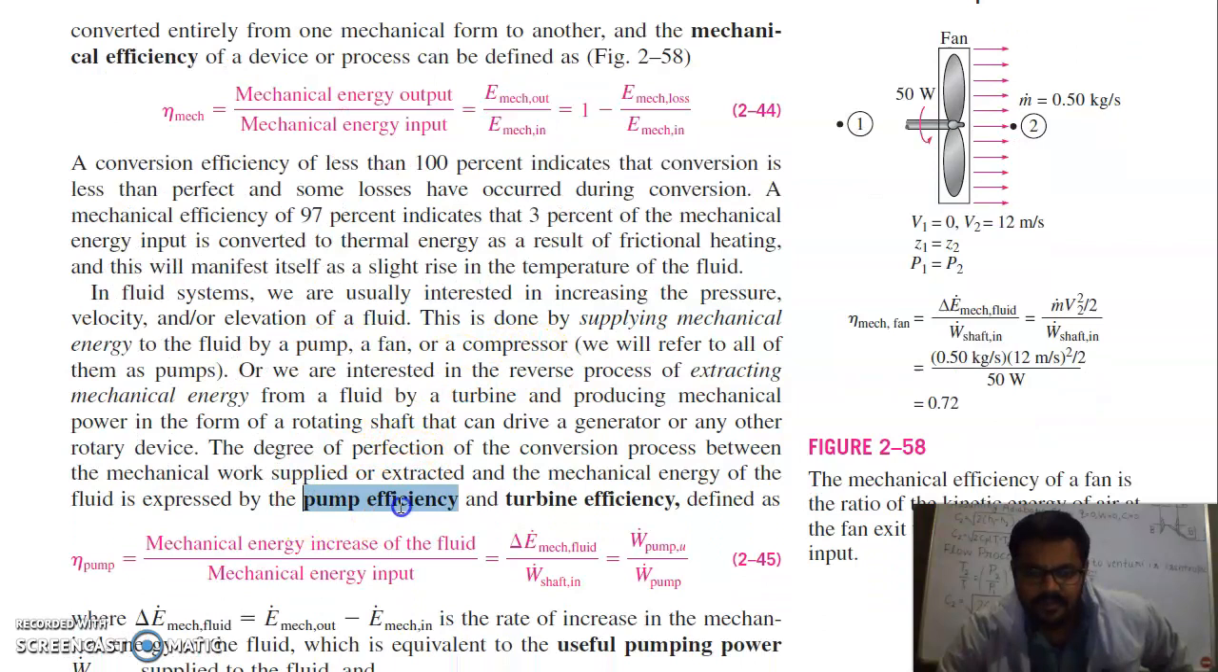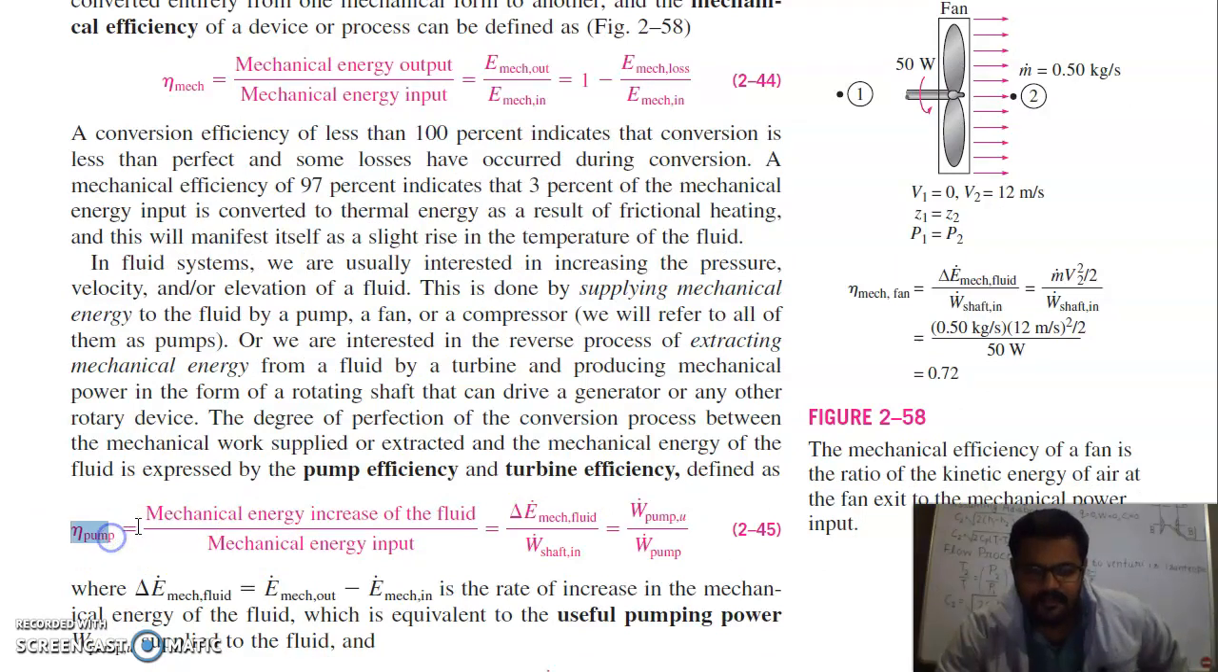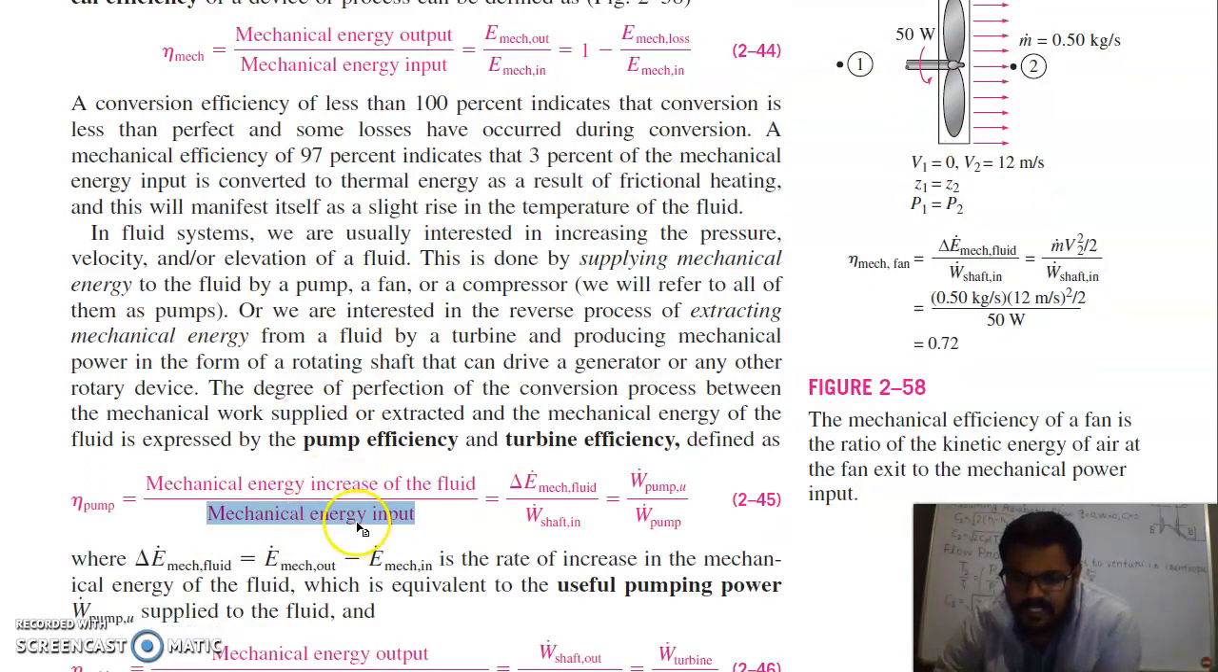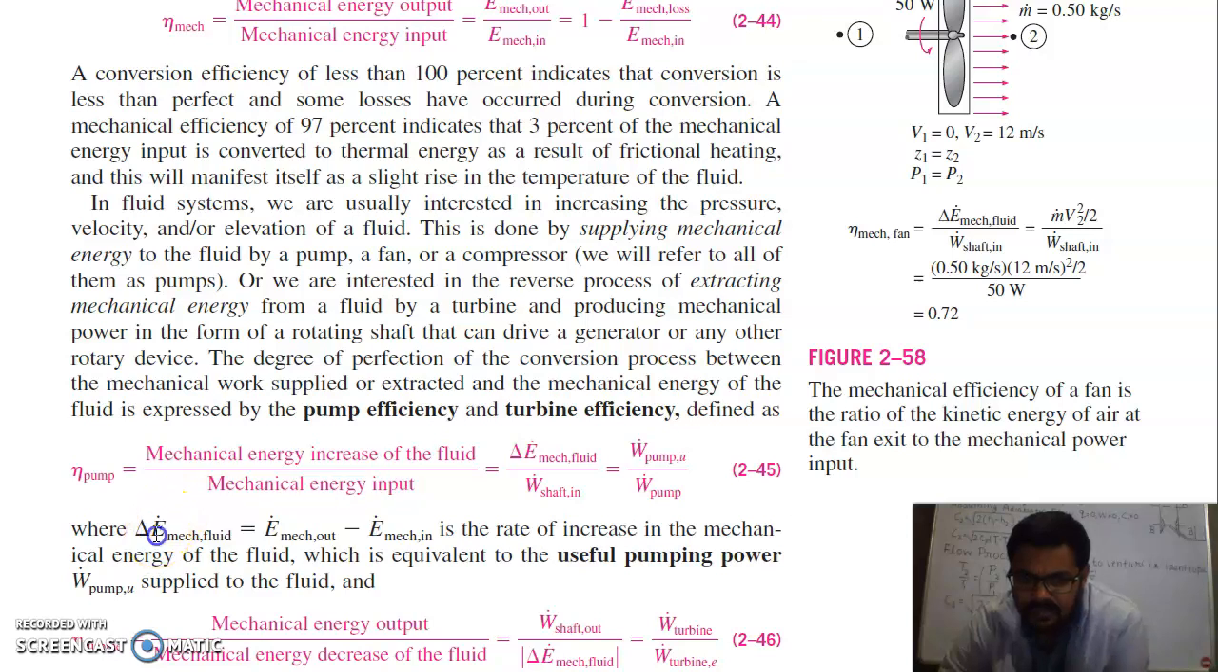You can see here pump efficiency. The degree of perfection of a conversion process between the mechanical work supplied or extracted and the mechanical energy of the fluid is expressed by pump efficiency and turbine efficiency. You can see what pump efficiency is. It is the mechanical energy increase of the fluid, which means whatever energy you had supplied to the fluid, divided by the mechanical energy input. The same as in the case of the fan, the same here in the case of the pump. So this E mechanical fluid is equal to E mechanical out minus E mechanical in.